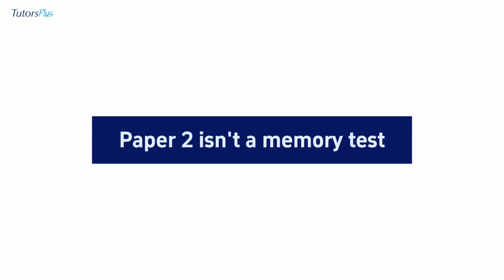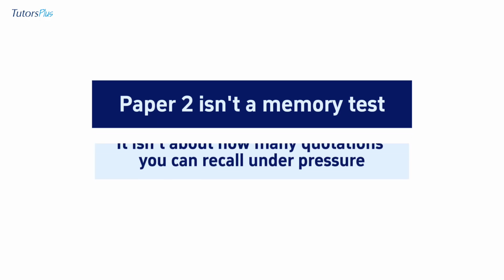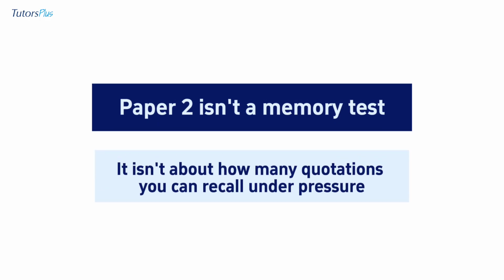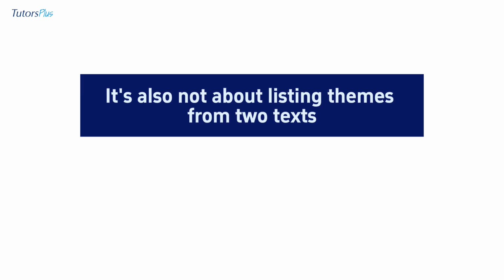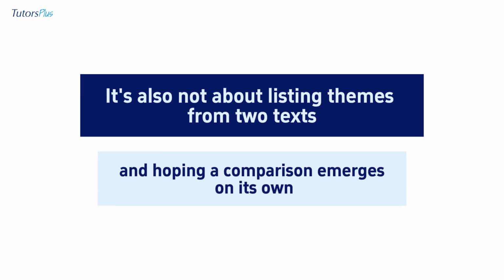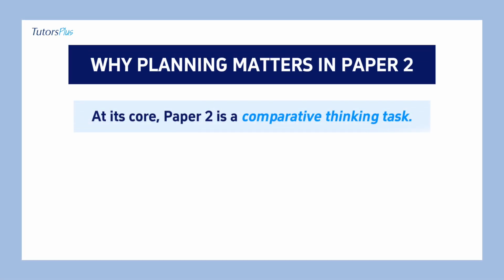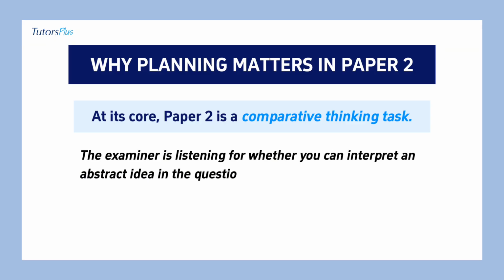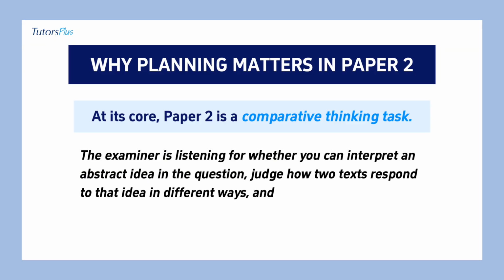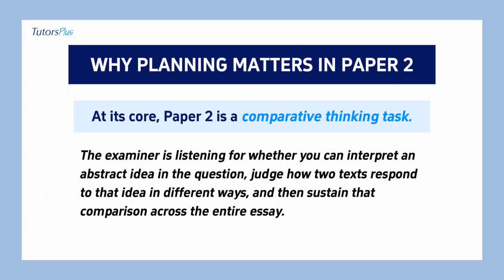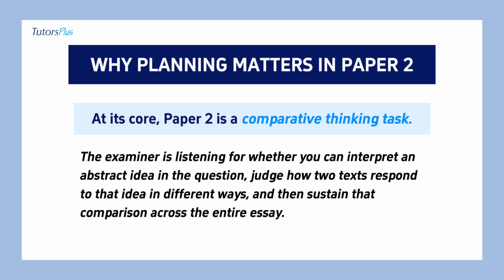Now, planning matters in Paper 2, not because Paper 2 is a memory test. It's not about how many quotations you can recall under pressure. It's not about listing themes from two texts and hoping a comparison emerges on its own. At its core, Paper 2 is a comparative thinking task. The examiner is listening for whether you can interpret an abstract idea in the question and judge how two texts respond to that idea in different ways, and then sustain that comparison across the entire essay, and that's crucial.